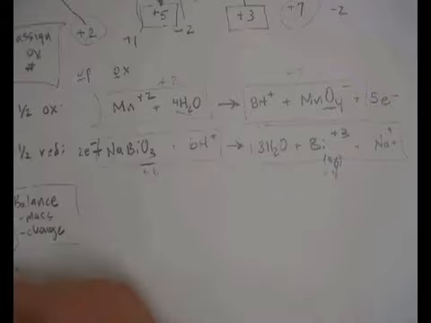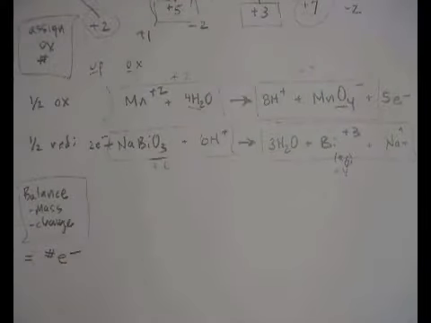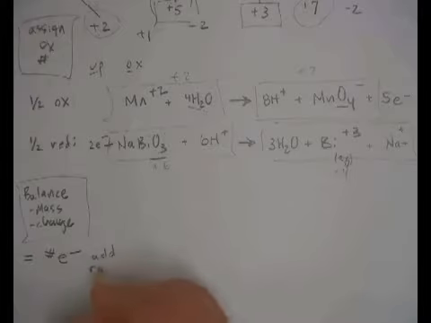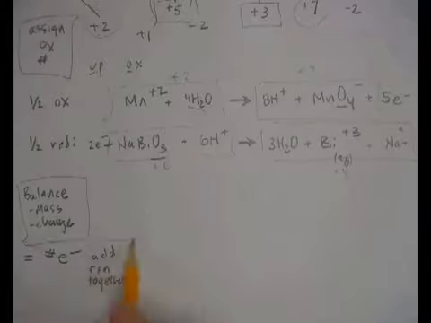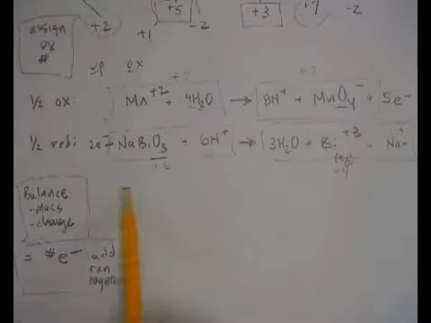Lastly, what I'd like you to do is take and make sure that you have equal numbers of electrons in both of the reactions, and then add the reactions together. Pause the video now and see if you can do that step in balancing the redox reactions.